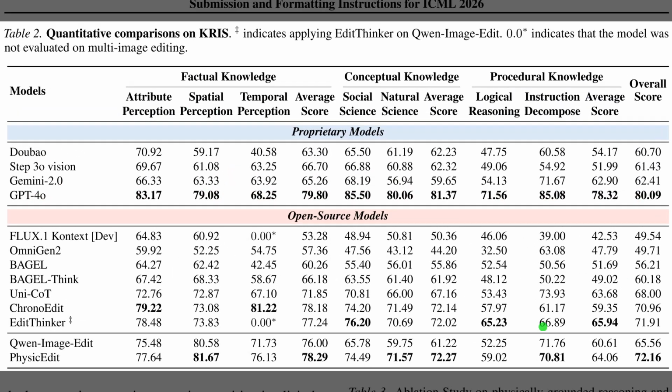Table 2 extends the evaluation to the Core IS benchmark, which tests for broader knowledge and reasoning capabilities beyond just visual editing. In the top section, while GPT-4o remains dominant among proprietary models, PhysicEdit actually surpasses competitors like Gemini 2.0 and Doubao, with an overall score of 72.16. If we look at the bottom rows for open-source models, the gains over the Qwen ImageEdit backbone are clear. Specifically under conceptual knowledge, the natural science score leaps by nearly 12 points to 71.57, and temporal perception also improves, confirming that the model has internalized the physics of change rather than just surface patterns.